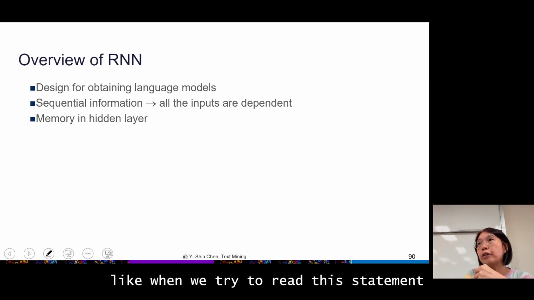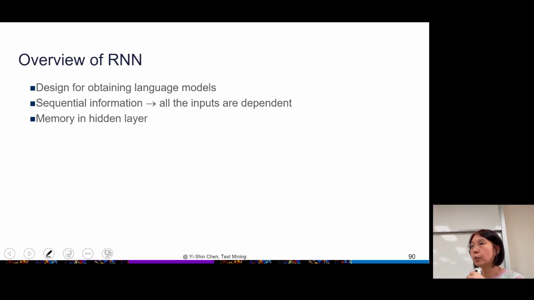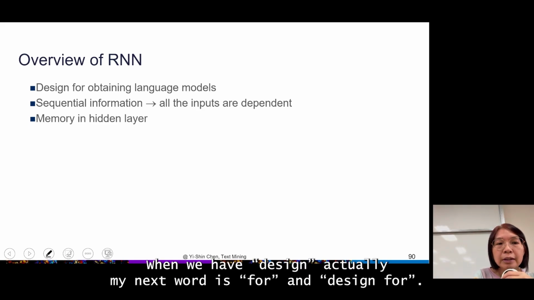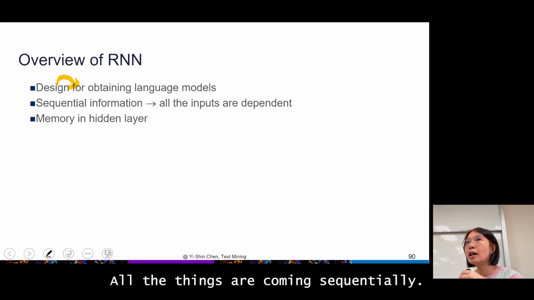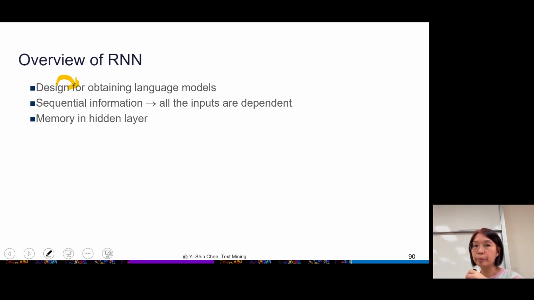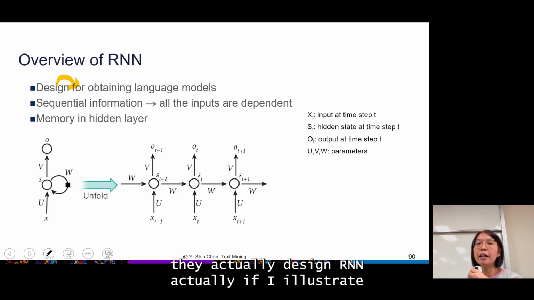Like when we read this statement, "design for obtaining language model." When we have "design," my next word is "for." And after "design for," the next is "obtaining." So all the things come in sequentially, and so they designed the RNN.